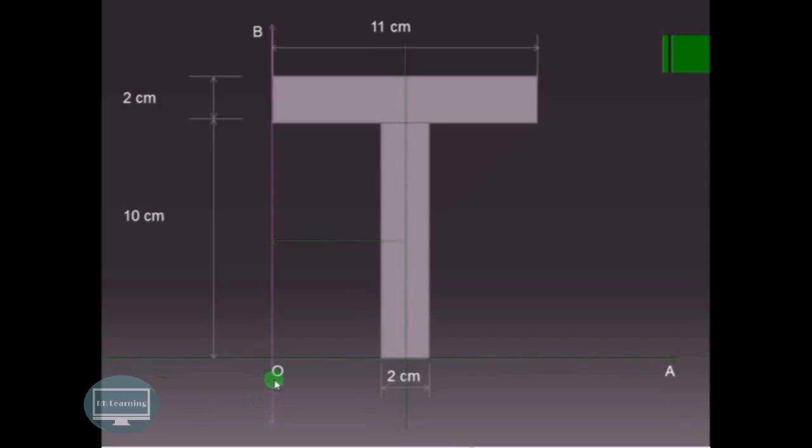Now we'll consider some reference axes. So OA is the reference axis for the calculation of Y values, whereas OB is the reference for calculation of the X values. This OA will pass through the bottom of the section, whereas axis OB will pass through the extreme left of this section over here.